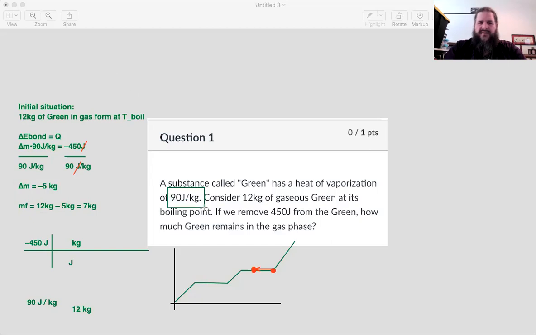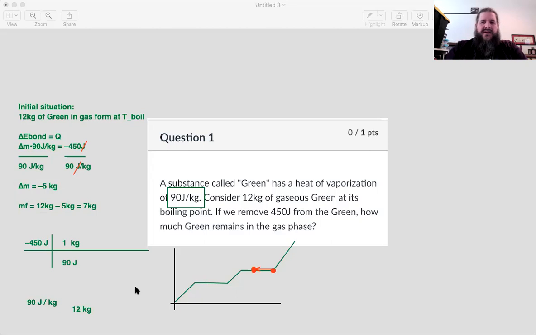If you take a look at the units of heat of vaporization, joules per kilogram, that literally just means how many joules of energy it takes to melt or boil, in this case, to vaporize 1 kilogram of the substance. So that means 90 joules of energy is equivalent to 1 kilogram of vaporized green, or in this case, condensed green, because we've got a negative. So we could fill in 90 joules here and then fill in 1 kilogram. 90 joules of energy is equivalent to 1 kilogram of phase change. So if we multiply these together, the joules and joules cancel out in the numerator and denominator, and we're left with kilograms.